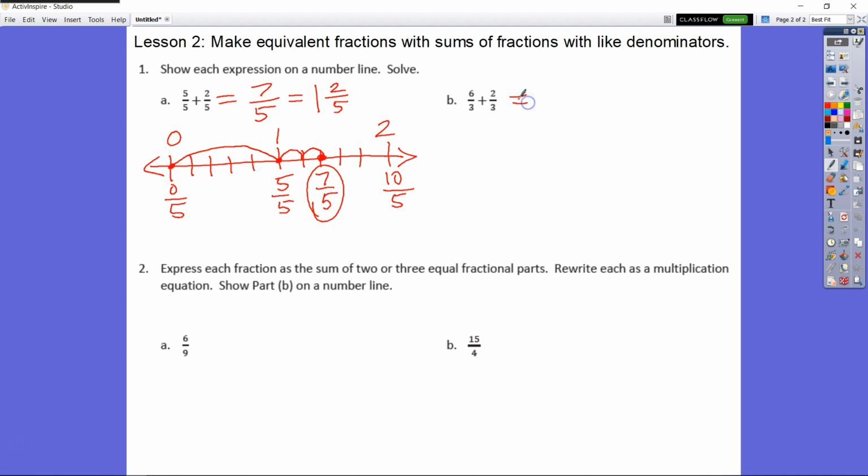Let's go ahead and solve number 2. We have 6/3 plus 2/3. 6 plus 2 is 8/3. And we know that once again, 8/3 is greater than 1 because 1 would be 3/3. Let's go ahead and divide that there.